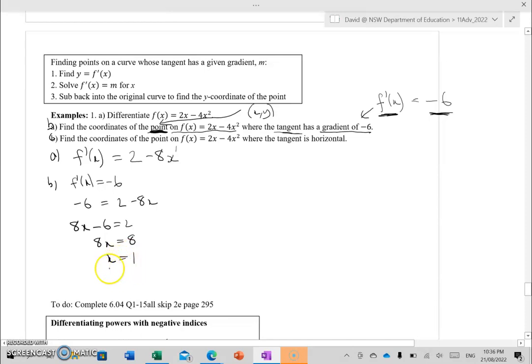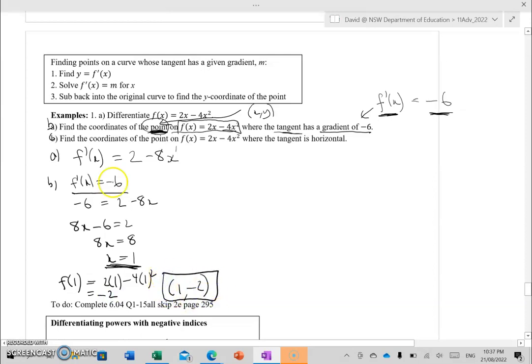So when x equals 1, the gradient of the tangent will be negative 6. But we're after the coordinates of the point on the original function. So we know the x value of the original function. We need to work out the y value of the original function. Be careful. Don't sub back into f dash. If I want to know the y value of the original function, we sub back into our original function f. So we want to work out f of 1. When x is 1, what's the original function? Okay, so this is my y value I'm working out here. So that's going to be negative 2. So when we're at the point 1, negative 2 on the graph, the gradient of the tangent there is negative 6. So that's what B is saying.